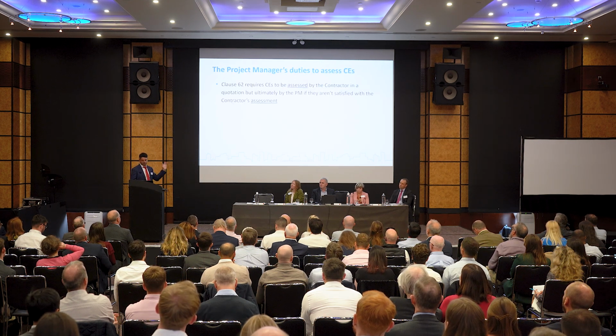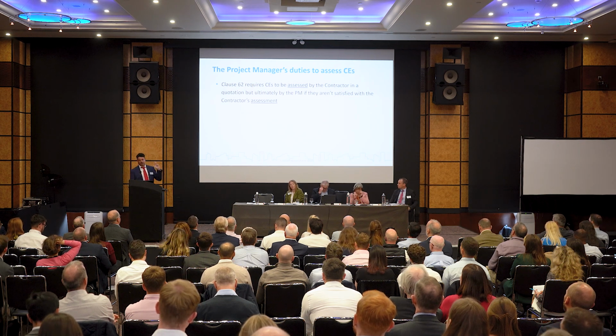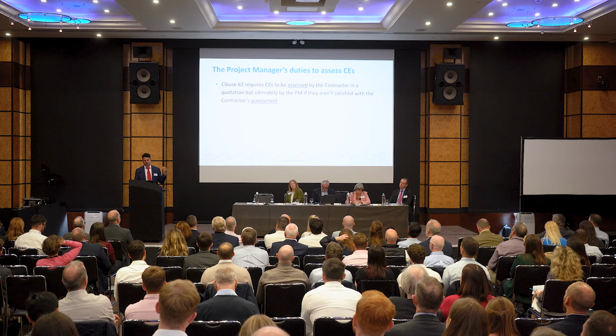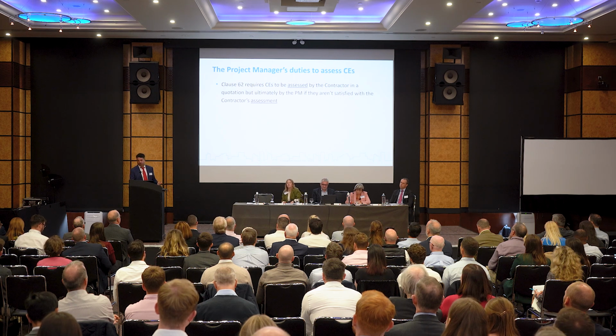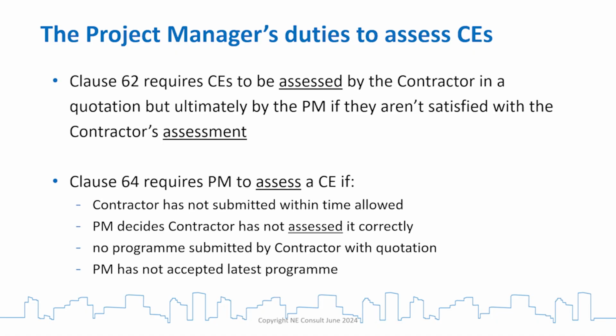So moving on then, again, a little bit on the contract. The project manager has a duty to assess compensation events. First, it's the contractor who assesses them in their quotation, but if the project manager doesn't like the assessment, it's their duty to make an assessment of it. You see the word I'm stressing all the way through here. 4 reasons for the PM to assess if they don't like the contractor's numbers. Again, I don't want to go through those. Most of us should be familiar with what the contract requires, okay?